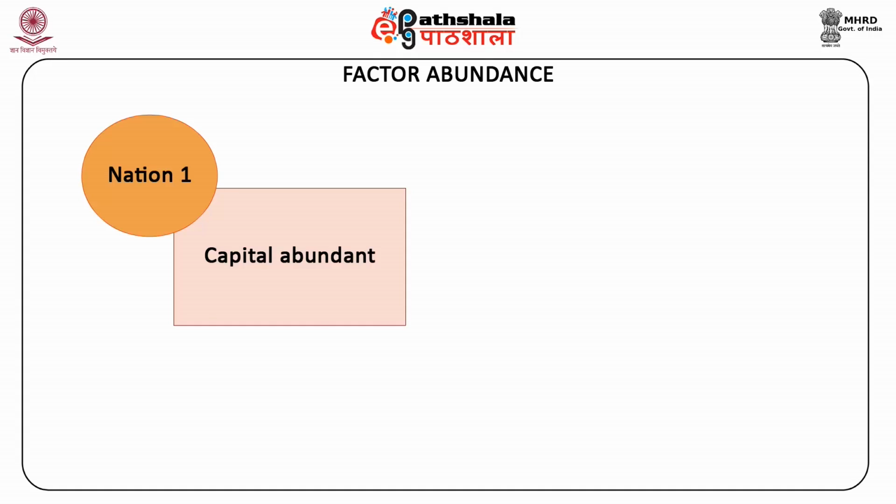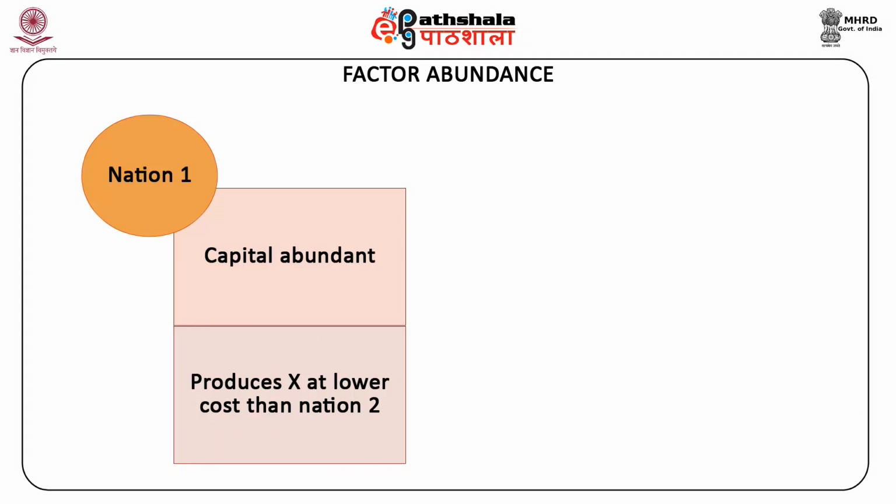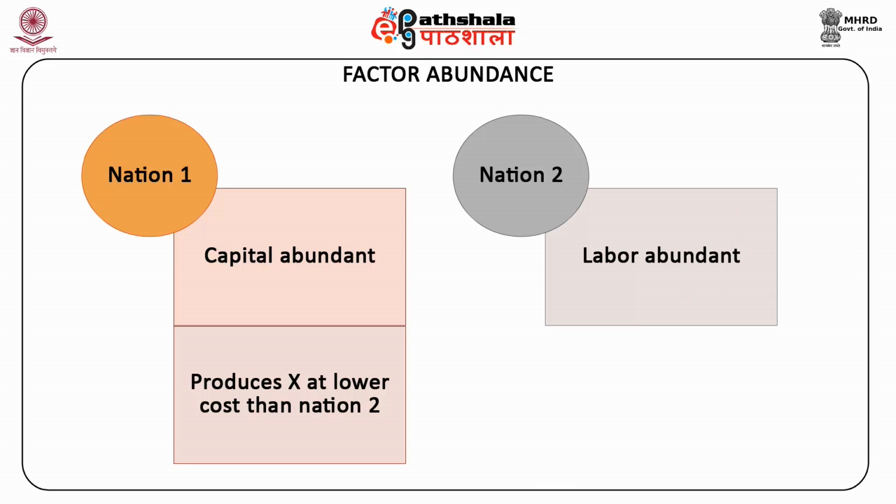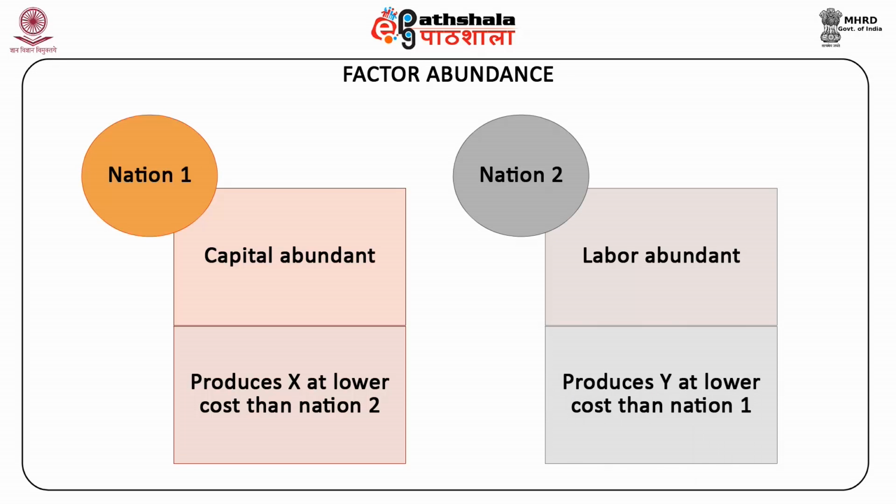Nation 1 can produce relatively more of commodity X and at a lower cost than nation 2. Nation 2 is the labor abundant nation and commodity Y is the labor intensive commodity. Nation 2 can produce relatively more of commodity Y and at a lower cost than nation 1.